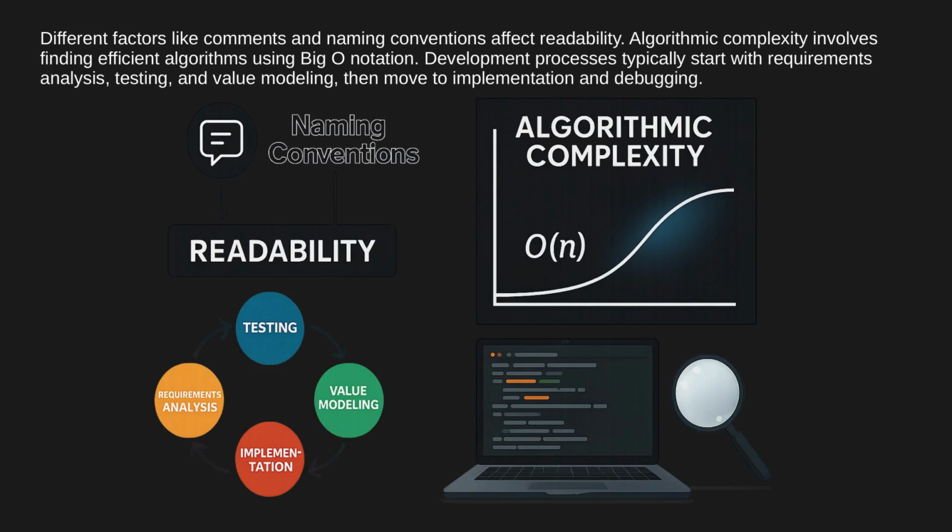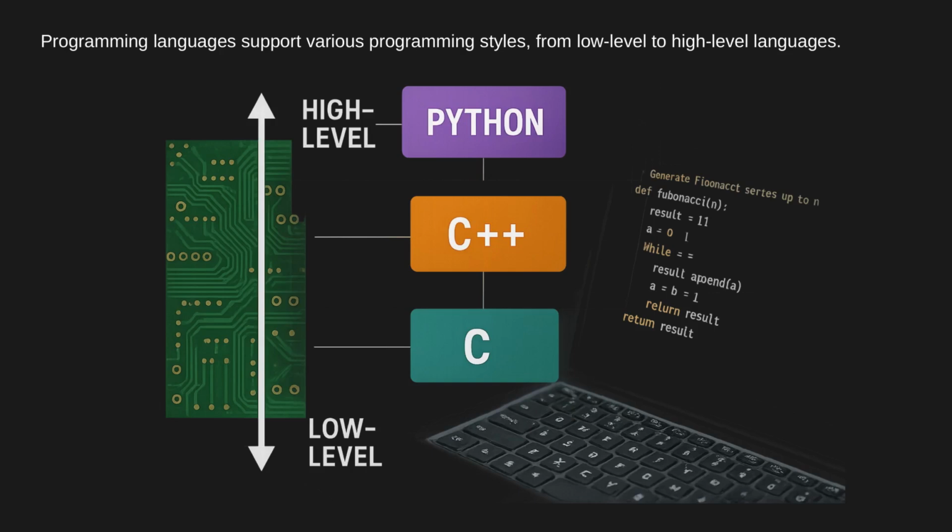Algorithmic complexity involves finding efficient algorithms using Big O notation. Development processes typically start with requirements analysis, testing, and value modeling, then move to implementation and debugging. Programming languages support various programming styles from low-level to high-level languages.